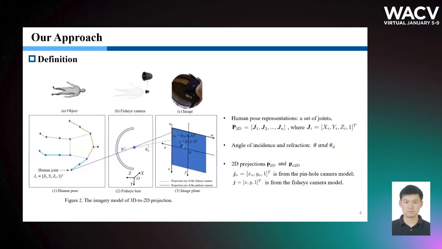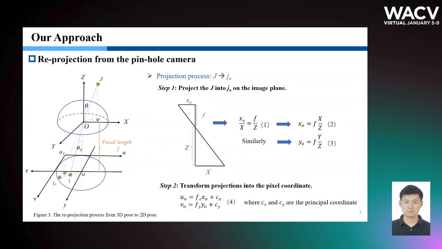Here we give a definition used in the paper. Figure 2 shows the imaging model of 3D to 2D projection. Specifically, human pose is represented by a set of joints. Then we take a joint as an example to introduce the difference between two different camera models. First is the pinhole camera model. It is to project uppercase J to lowercase j. There are two steps, from equation 2 to 4, to obtain j. We can summarize the process using equation 5.